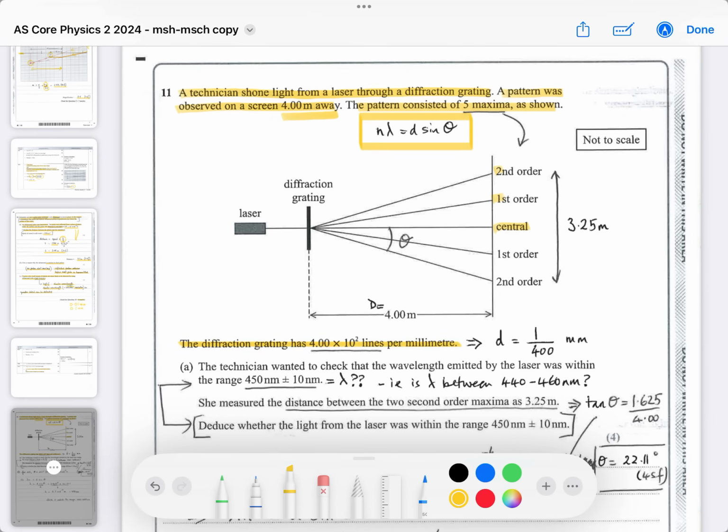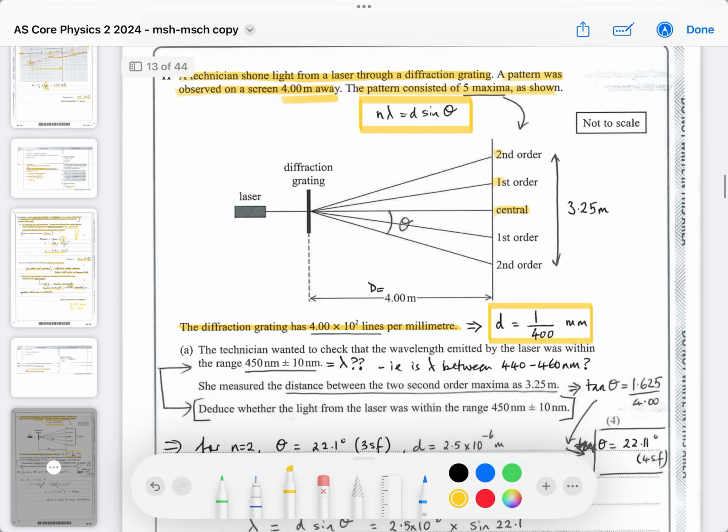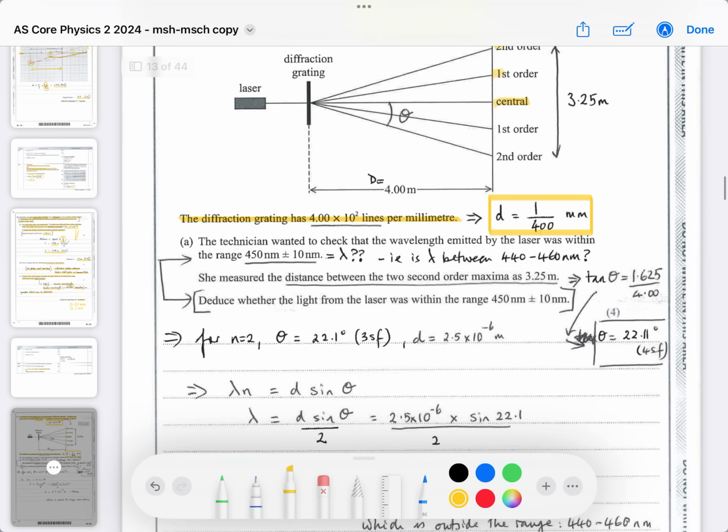If you know the lines per millimeter, you can then work out how far apart each of the slits in the diffraction grating are. So it will be 1 over 400, and that will be in millimeters, but you will need to put it into meters for the calculation. The technician wanted to check the wavelength emitted by the laser was within the range 450 plus or minus 10 nanometers. So they want you to check that you get that value.